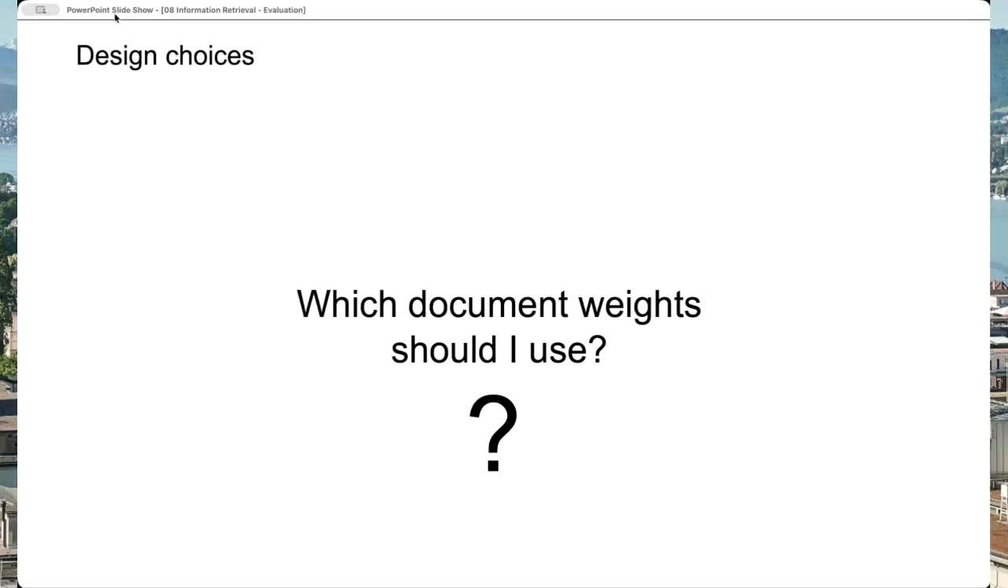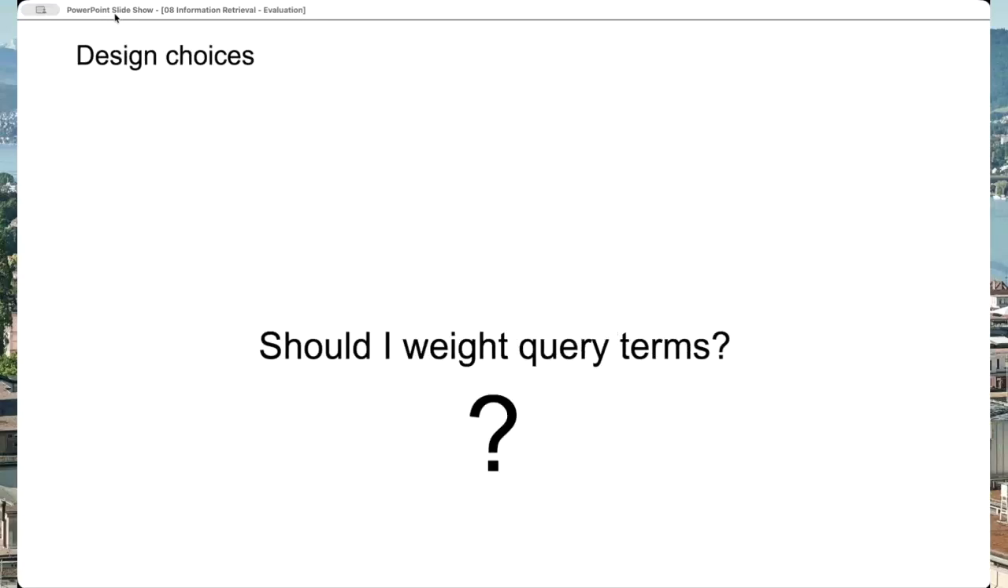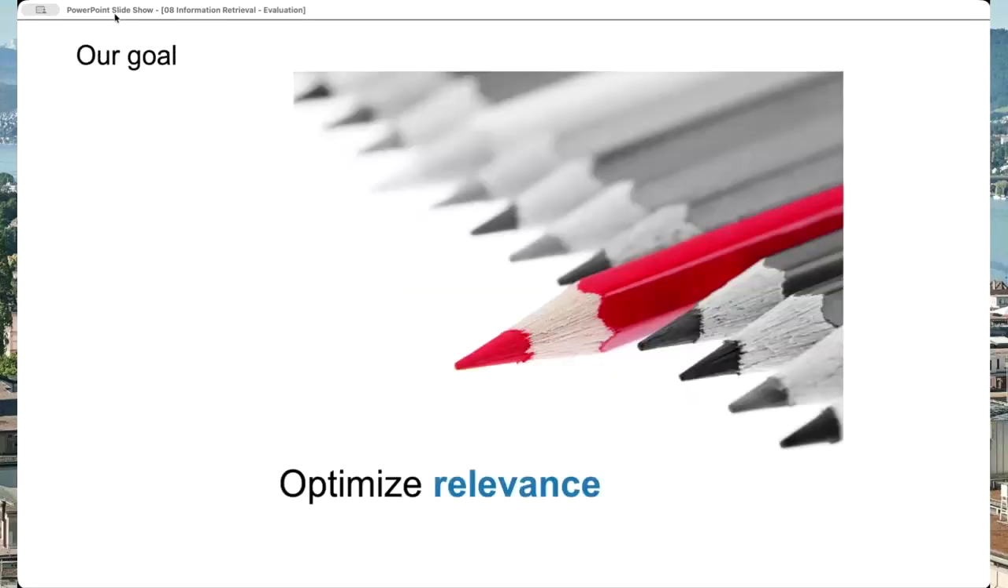Anyway, what document weights should I use? TF-IDFs or whatever other variation from the SMART menu. So in order to answer all of that, we need to optimize relevance.